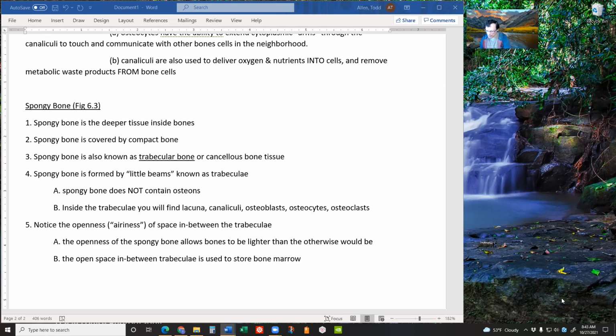Okay. I think that's basically all we really need to say about spongy bone. Do you have any questions at this time? Okay, let's continue then.